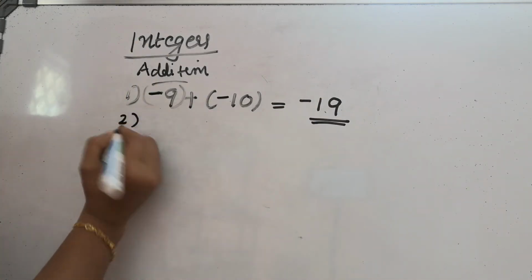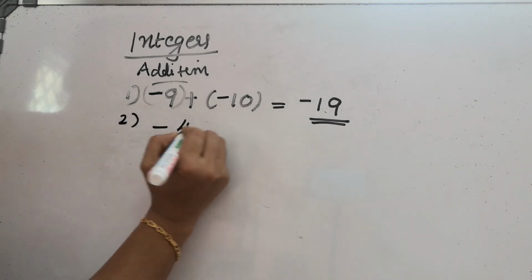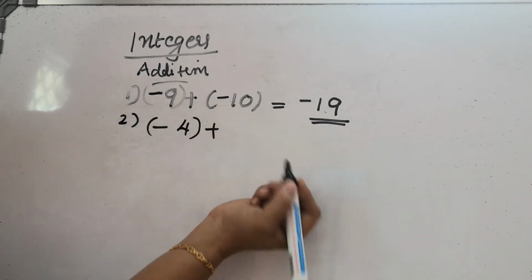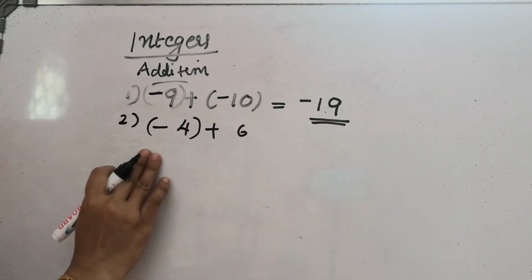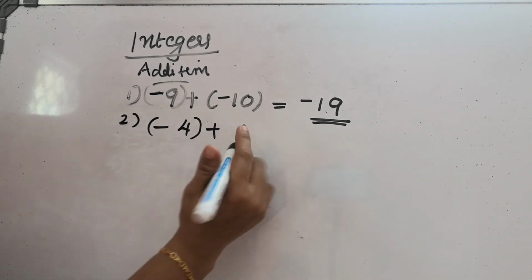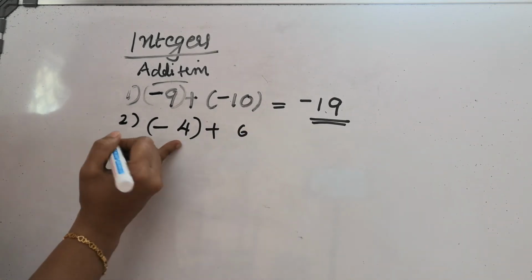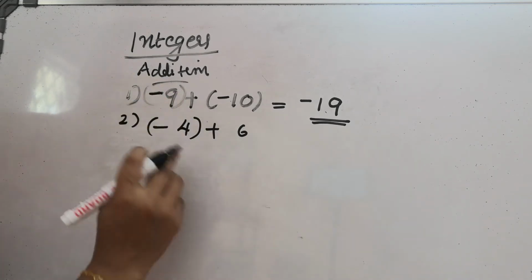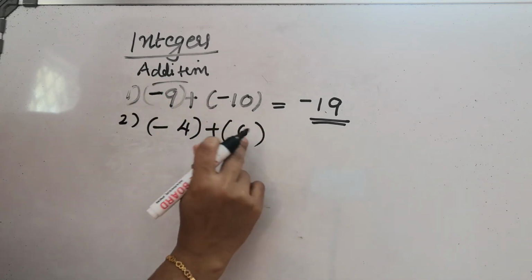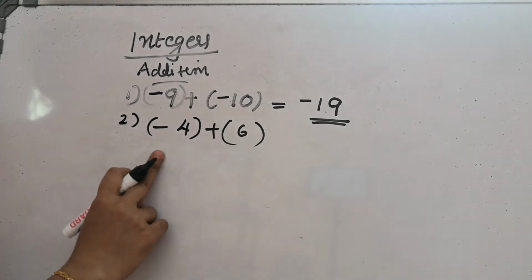So next one is minus 4 added with 6. Okay, minus 4 added with 6. So 6 is a positive number and 4 is a negative number. So there are different signs. One of them is positive and the next one is negative.